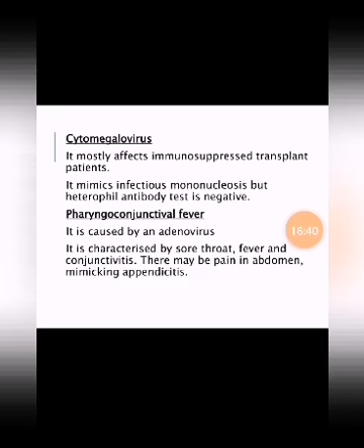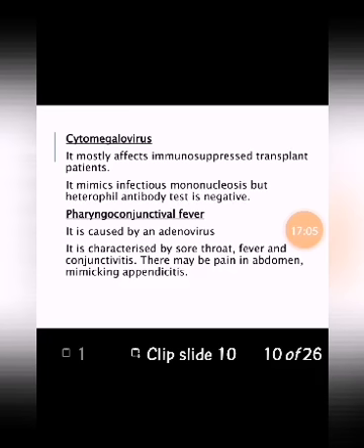Here are some additional points. Cytomegalovirus mostly affects immunosuppressed patients, and these patients are very susceptible to cytomegalovirus. It mimics infectious mononucleosis but gives a negative heterophile antibody test, which means they have cytomegalovirus.